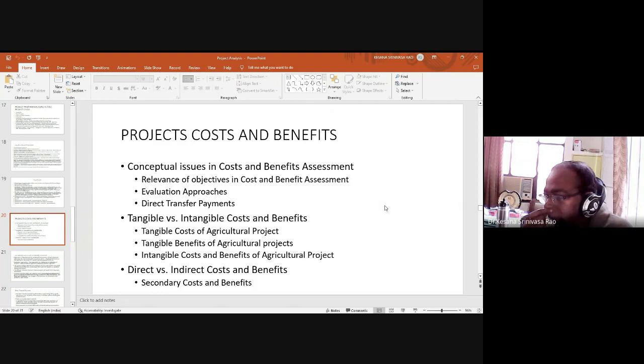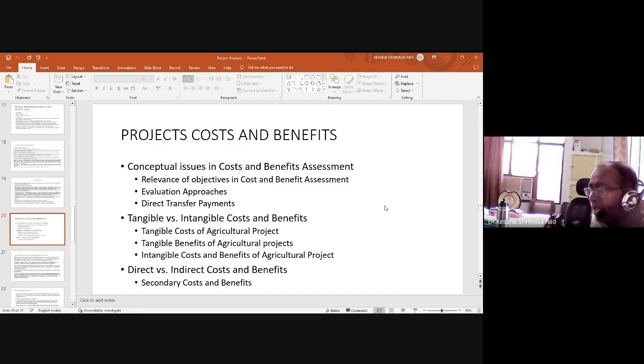The third aspect which we have to see is what are the project's costs and what are the benefits. If it is an obvious phenomenon, if the costs are less, then the benefits are more. Conceptual issues in cost and benefits assessment, relevance of objectives in cost and benefit assessment, evaluation approaches, direct transfer payments. So these three things are to be discussed.